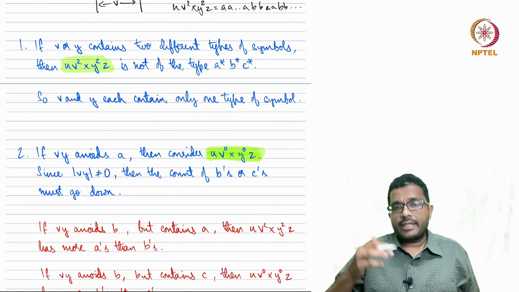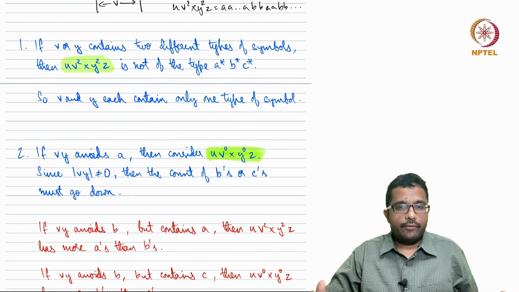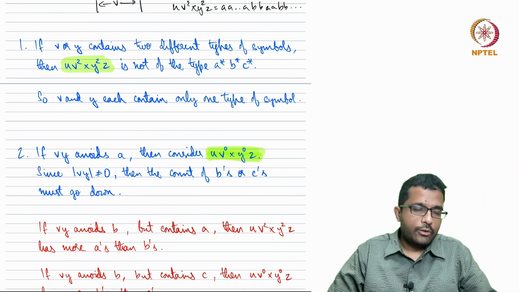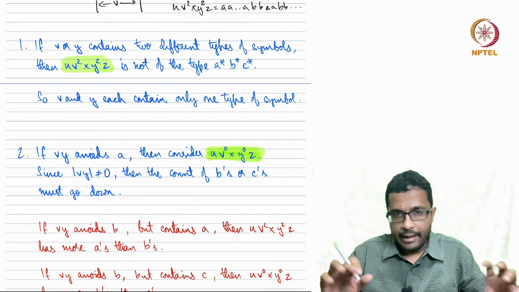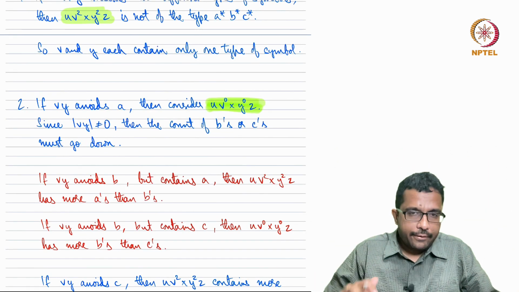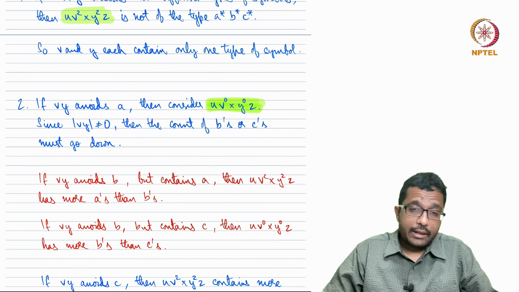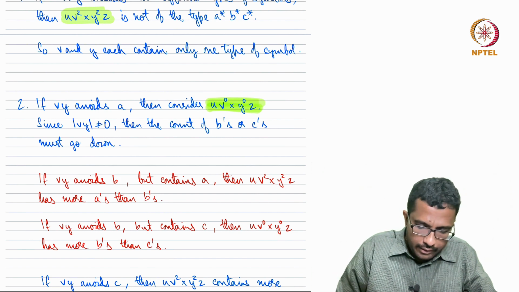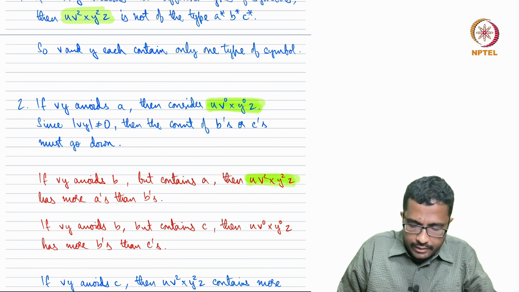If vy avoids B, meaning vy could be either C's alone or A's alone, or A and C both, right? So we'll consider both the cases. If vy avoids B but contains A, now consider u v squared x y squared z.